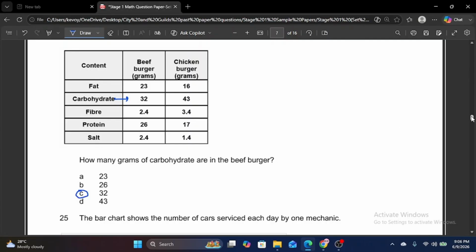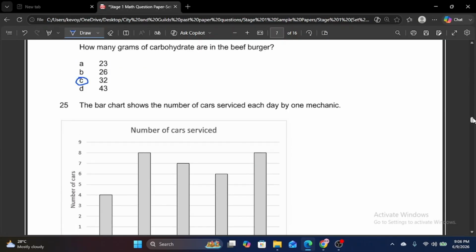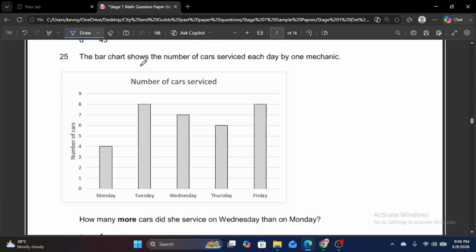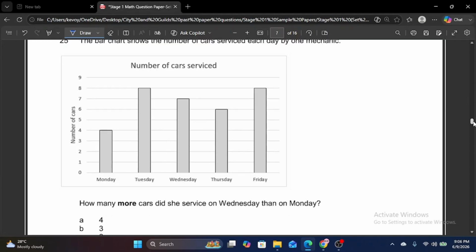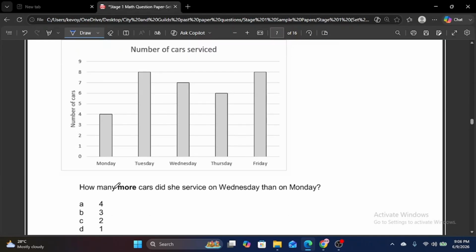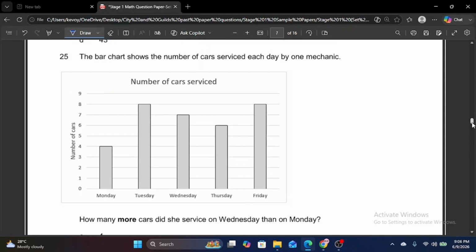Alright, moving right along. We're at question 25. So moving on to a different diagram. The bar chart shows the number of cars serviced each day by one mechanic. Alright, so let's look at that now. How many more cars did she service on Wednesday than on Monday?